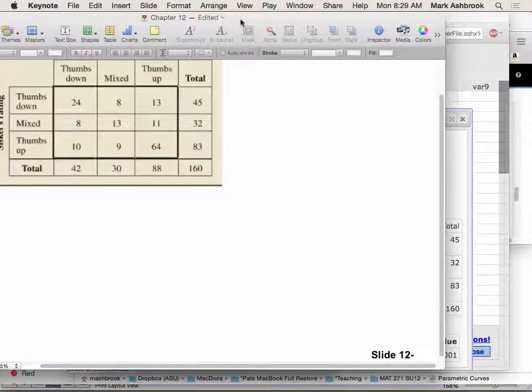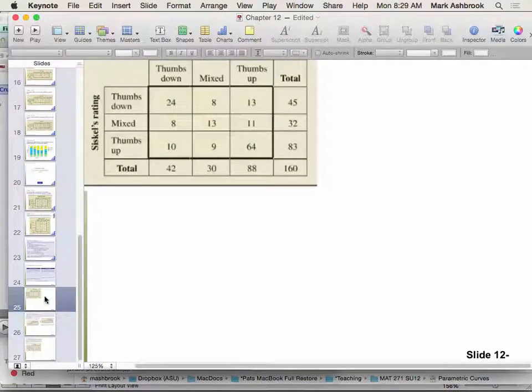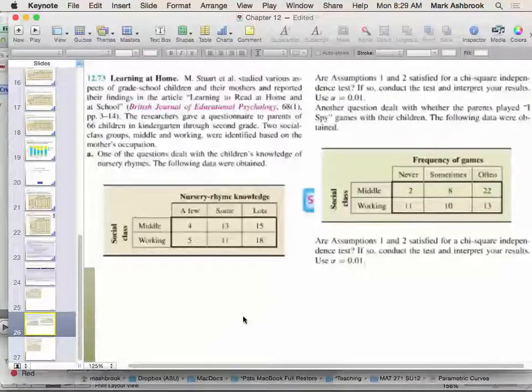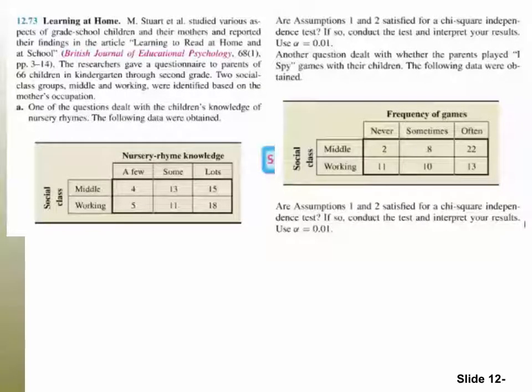Anybody have a question? Okay, so it's a little fuzzy. Can you read it? Make it bigger.